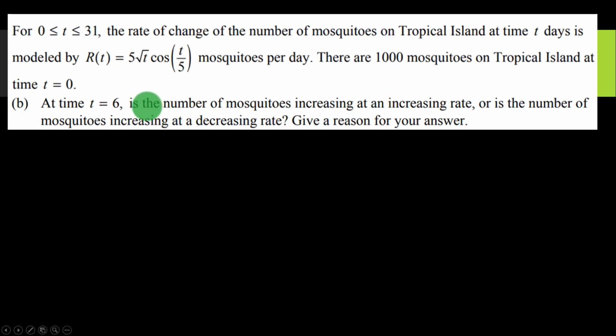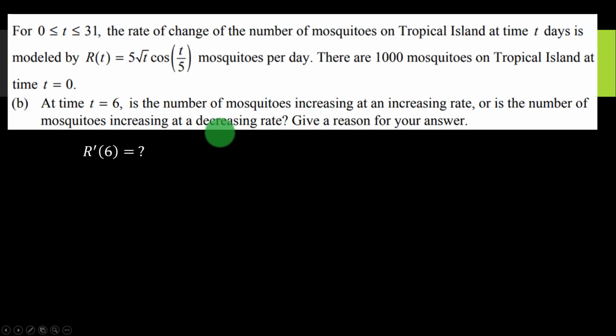At time 6, is the number of mosquitoes increasing at an increasing rate, or is the number of mosquitoes increasing at a decreasing rate? Give a reason for your answer. Okay, so this is a kind of a strange problem. Increasing at an increasing rate. If you're increasing at an increasing rate, it means you're concave up. That's another way of saying concave up. If you're increasing at a decreasing rate, it's another way of saying concave down.